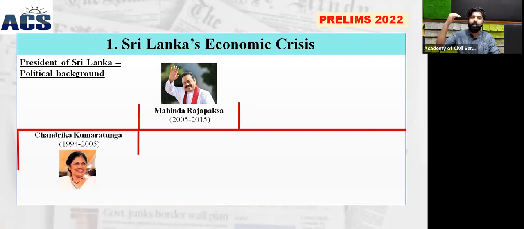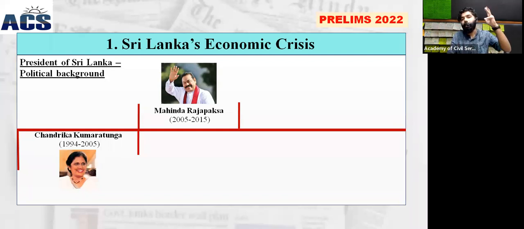Around 14 years of this continued power was held by Chandrika Kumaratunga. After that, the power was taken by Mahinda Rajapaksa from 2005 to 2015. Almost 10 to 11 years was controlled by the Mahinda Rajapaksa government. He was the former president, and also currently the prime minister of Sri Lanka is Mahinda Rajapaksa. He continued from 2005 to 2015 during this crisis.